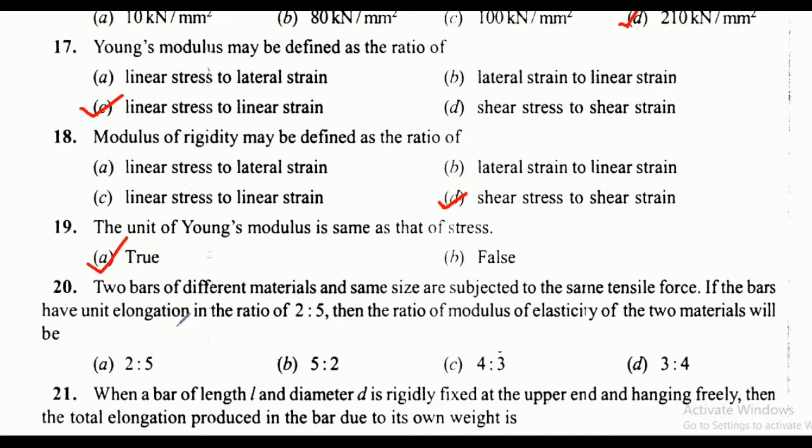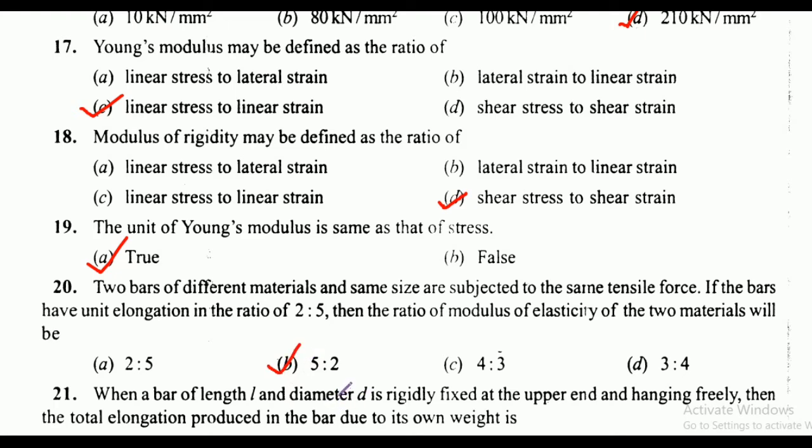Next is two bars of different materials and same size are subjected to the same tensile force. If the bars have unit elongation in the ratio of 2:5, then the ratio of modulus of elasticity of the two materials will be, here friends these are the options, and here correct answer is option B, that is 5:2.